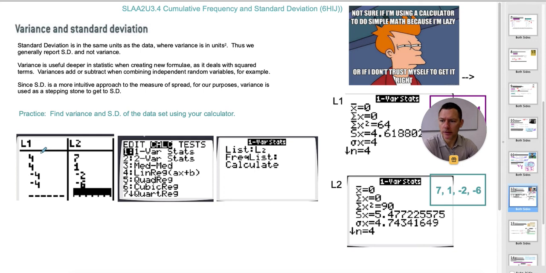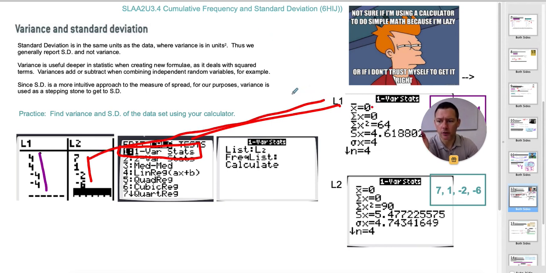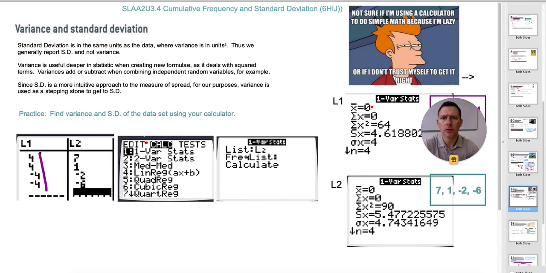Here's a list. Let's do a different one in your calculator. Let me just show you this. If you put in L1 4, 4, negative 4, negative 4, and you put a second, there's our other data set. I did this once for list 1. You go into one variable statistics, and it gives us the mean is 0 for this one. List 1 is this one. 0 mean, as we thought.